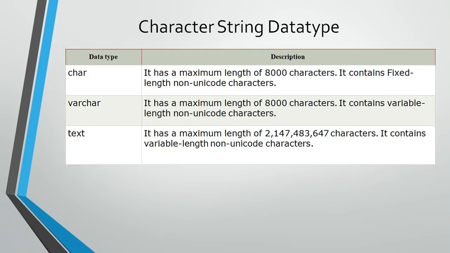Then next is character string data type. It supports a char type. In that type you can store characters up to 8000. It contains fixed length non-Unicode characters. Then the other one is varchar. It has a maximum length of 8000 characters. It contains variable length non-Unicode characters. And please take note of this type varchar because we are using this type in our examples. Then if you want to store more characters, you can use the text type. It is also a variable length non-Unicode character type.